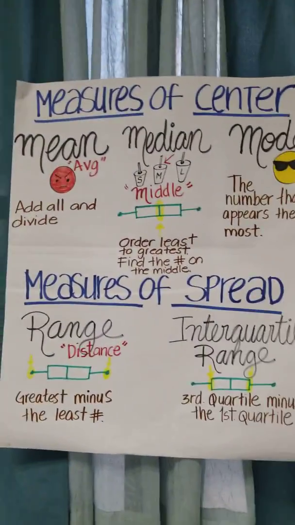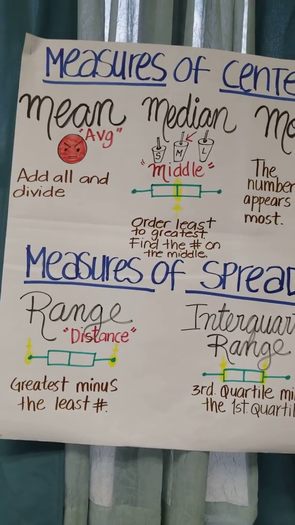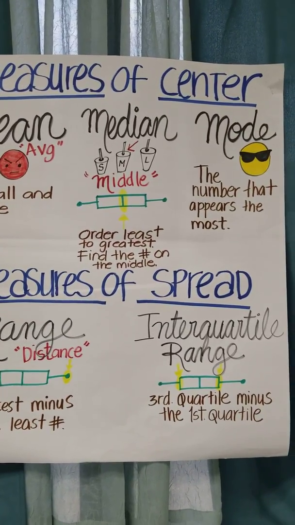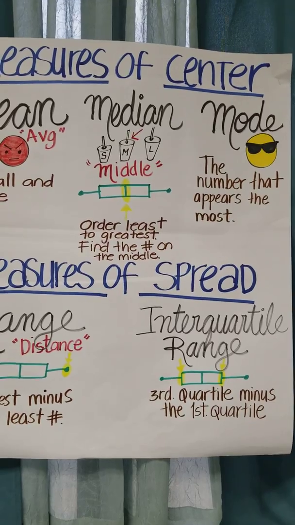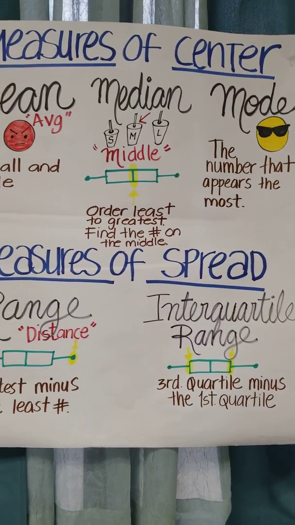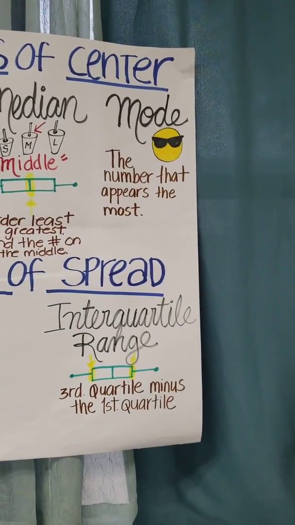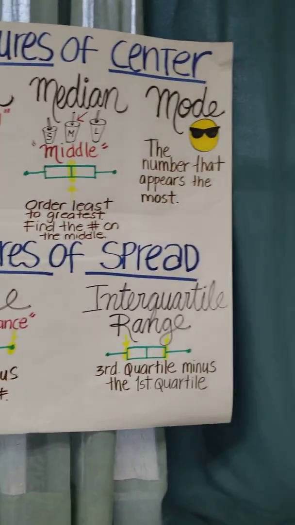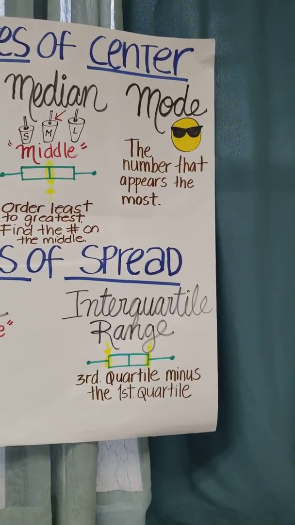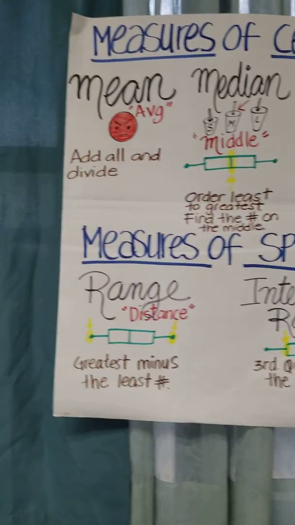And then we have measures of center. The mean is so mean. You need to add all and divide by the amount of numbers you have. Median is the one in the middle. On the box plot it is the line in the middle. You order the list from least to greatest and find the number in the middle. The mode is the number that appears the most. I put that emoji because he feels he's so fashionable. Everyone likes that.